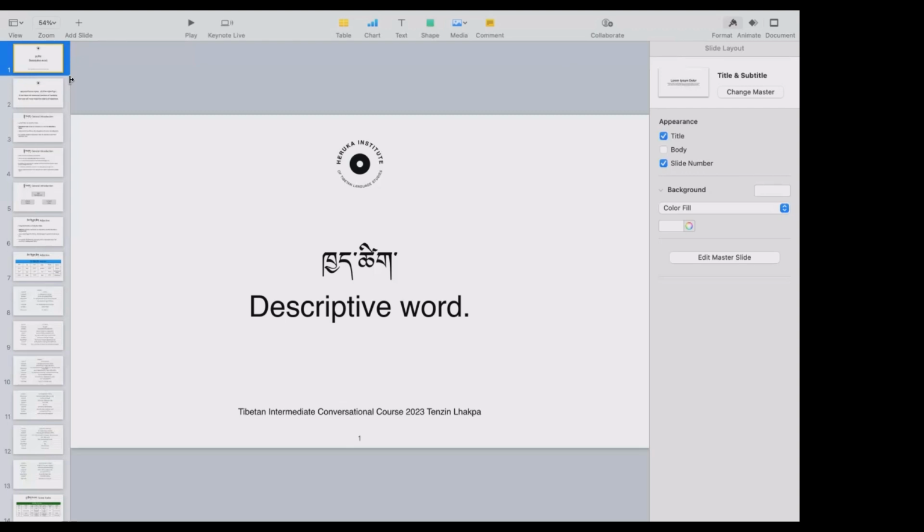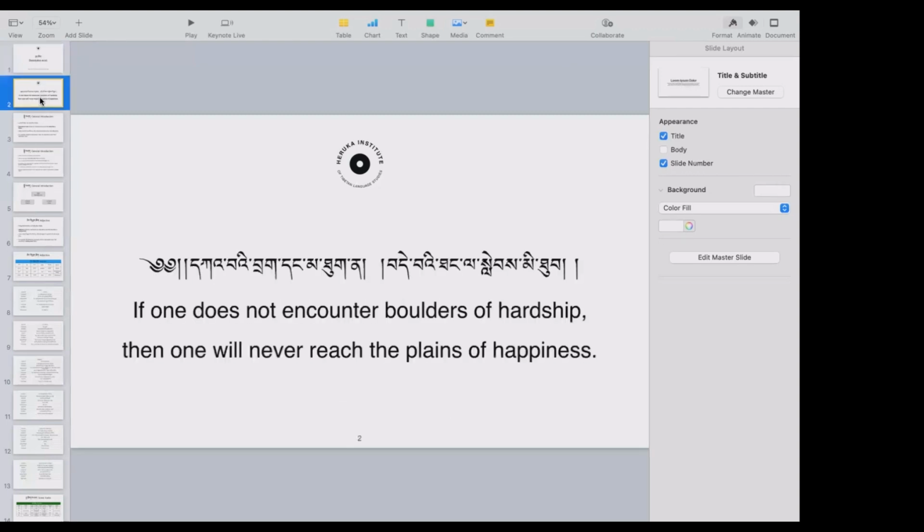Okay, so before we go to the main topic, that is the descriptive word, let us begin with our aphorism. So this says, let me repeat. So this particular aphorism, what it says is that if one does not encounter boulders of hardship, then one will never reach the plains of happiness.